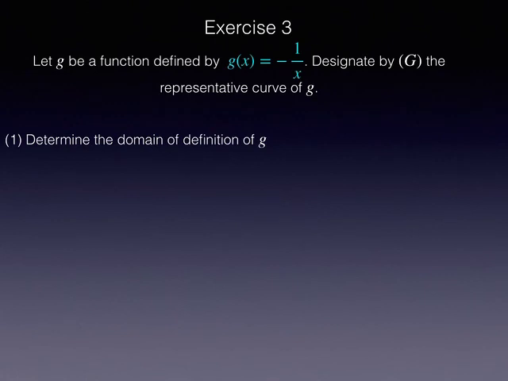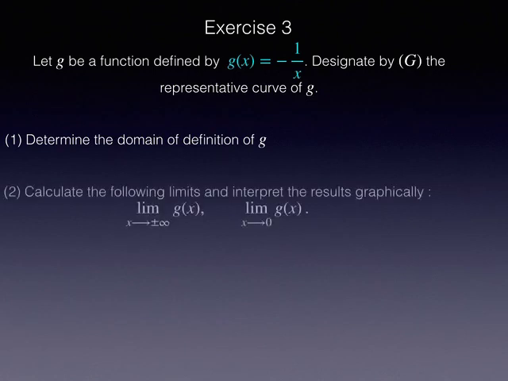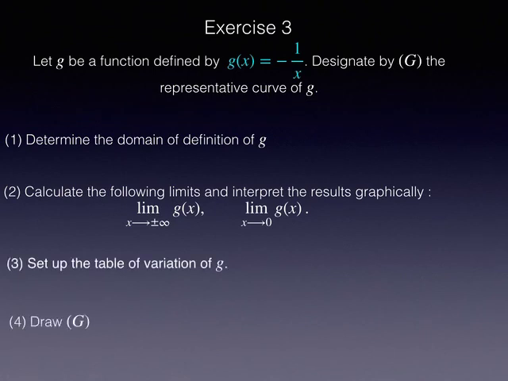And as a homework, please do exercise number 3. So we have the function g of x equals minus 1 over x. First part is to determine the domain of definition, then to calculate the limits at plus infinity, minus infinity, and 0. Third part is to set up the table of variation, and finally to draw the curve G.